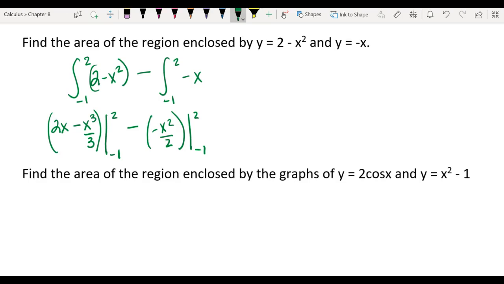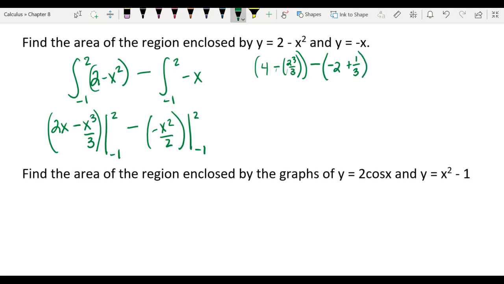So now we have to plug in some numbers. So if we plug in 2, we're going to get 4 minus 2 to the third over 3 minus, if we plug in -1, we get -2. See, -1 to the third is -1 minus, so it'd be plus 1/3. Is everyone okay with that?